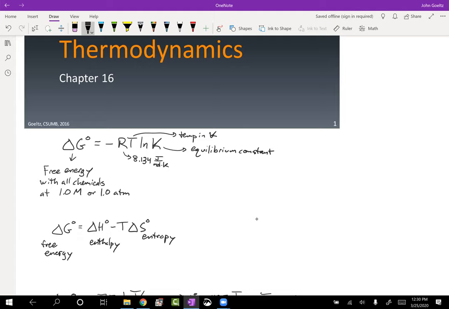That is, if you have a negative delta H, that's good for the reaction being spontaneous, because if delta G is negative, the reaction is spontaneous. And you'll see that I sometimes will drop the naught symbol that goes with the delta G. All of these things are true whether you have the naught or not.